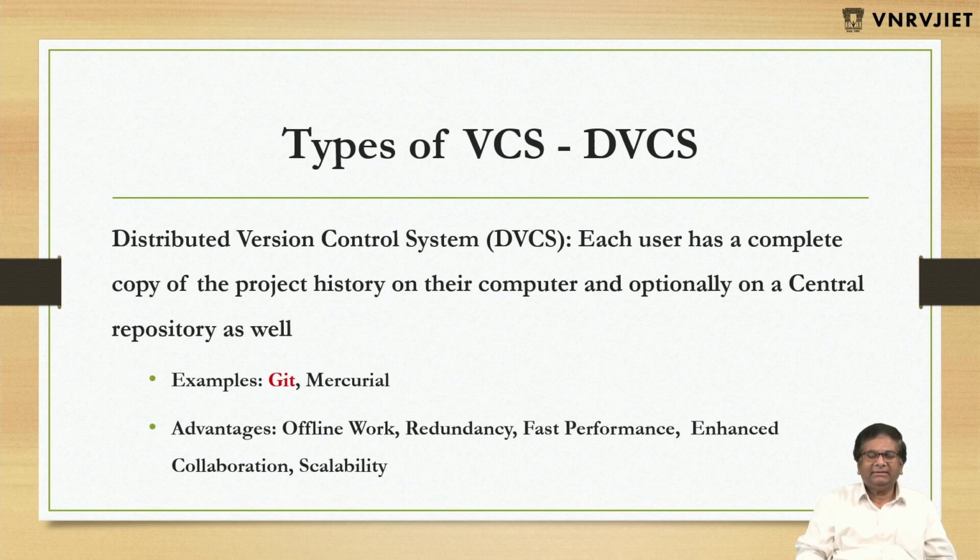Git is one of the distributed version control systems, and there are other things, but in this presentation we are only focusing on Git. Now the advantages are offline work, redundancy, fast performance, enhanced collaboration, scalability. So these are all the various advantages of distributed version control systems. This is the solution for the versioning problems. So nowadays everybody is using distributed version control systems, which is nothing but Git.